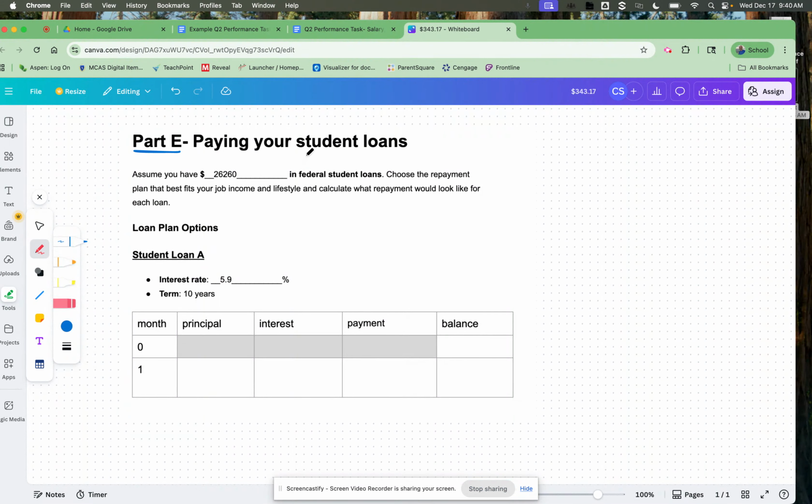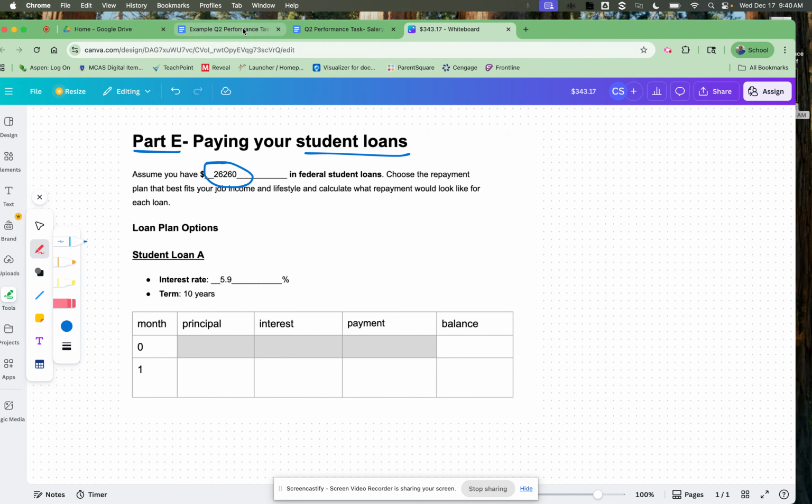Part B. So this is student loans. Remember we did this in class. This is very similar to what we did in class. You can check your binders if you're not remembering. This is all going to explain. So make sure you have your debt. This is how much you owe for student loans.